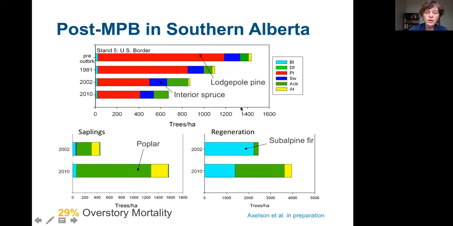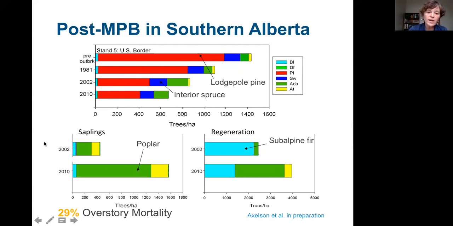In this particular stand, our starting condition was mainly lodgepole pine, but a little bit of a mix. This blue color is spruce, and this green color is poplar. So this was a stand that had a little bit of mixed species to start out with. Initial condition tends to be really important when we think of what happens after a disturbance. The mountain pine beetle killed around 30% of the trees in this stand. As we see through time, lodgepole pine is decreasing in this stand, and our amounts of poplar and interior spruce are increasing in relative importance.